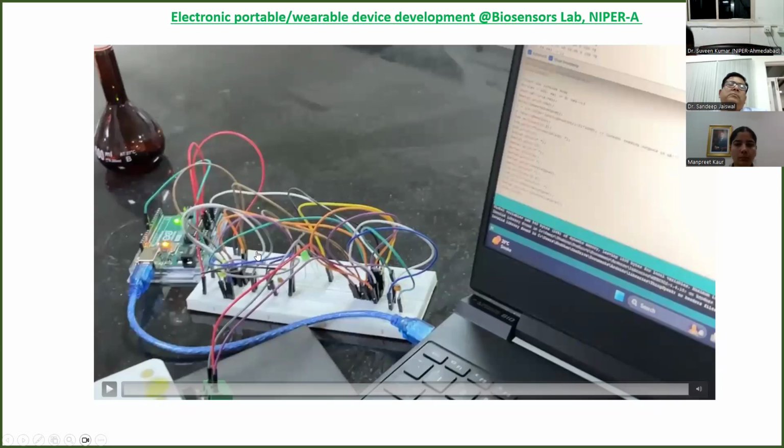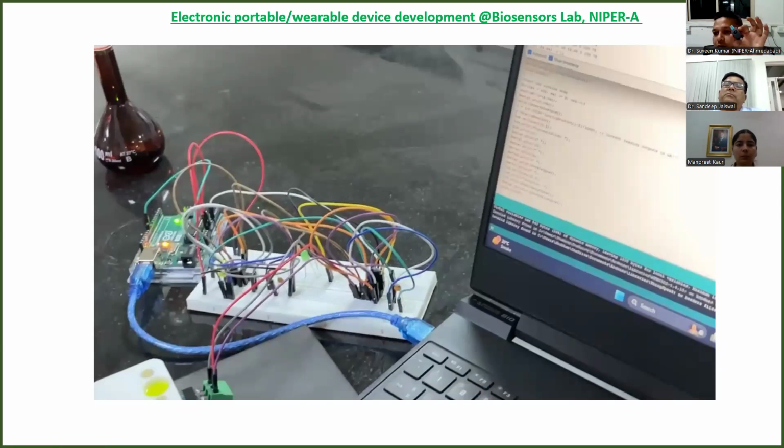Initially, this type of device we have developed is compatible with our mobile phone, and this is the working condition. This is the electrode we have fabricated. This is the point of care device, which we would like to replace because its cost is very high.